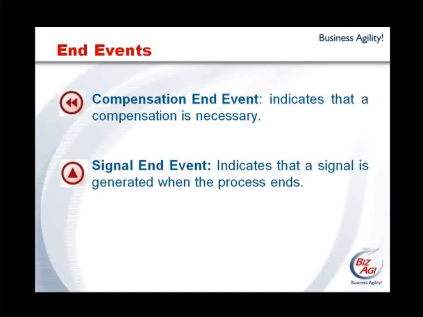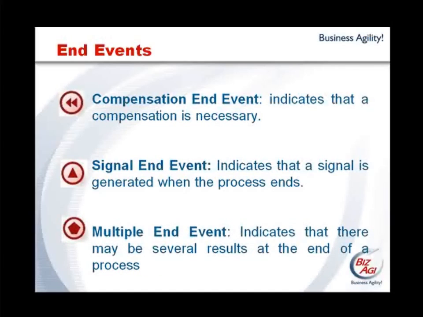The signal end event indicates that a signal is launched when the process is finished. Bear in mind that this signal is sent to whichever process can capture it. However, it does not have a defined objective. The multiple end event indicates that many results can be given at the end of the process. All the results should occur.